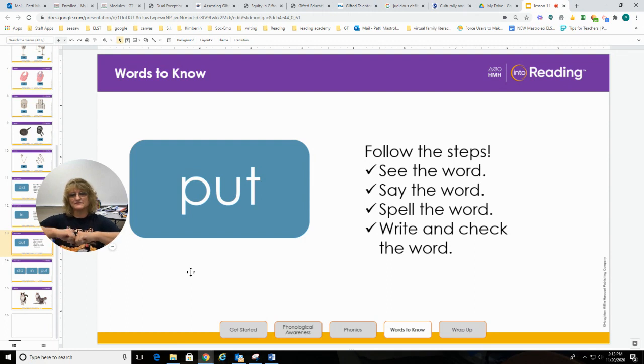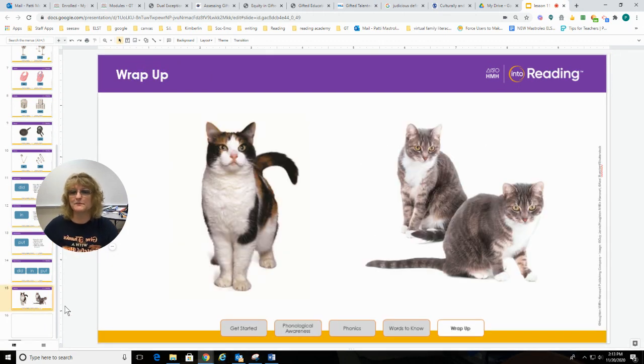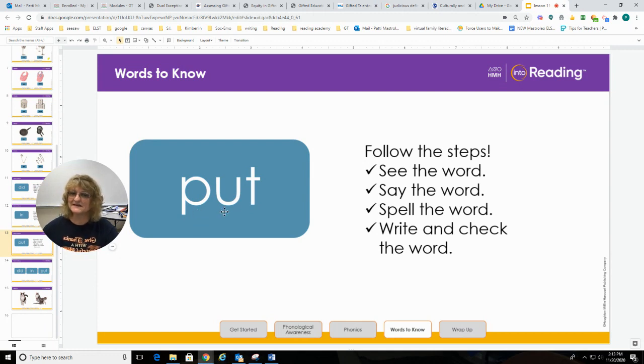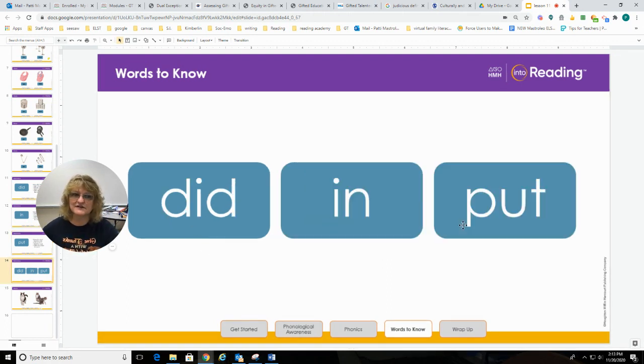Okay. So let's see, guys. We're doing our athletic stuff today, so let's just punch out a little. P-U-T. Put. P-U-T. Put. P-U-T. Put. You got it? Okay, got your paper? Write your word. Write the word put. Okay, let's check it. Did you get P-U-T? Put. Very good job.